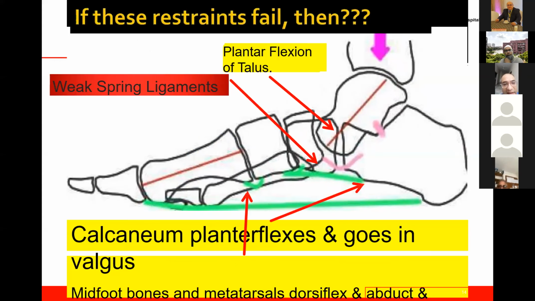For example, if there is a weak spring ligament or talocalcaneal ligament, the talus usually plantar flexes. At the same time, the calcaneus also plantar flexes and goes into valgus. And the midfoot and metatarsals usually dorsiflex and abduct, giving the shape of flat feet.